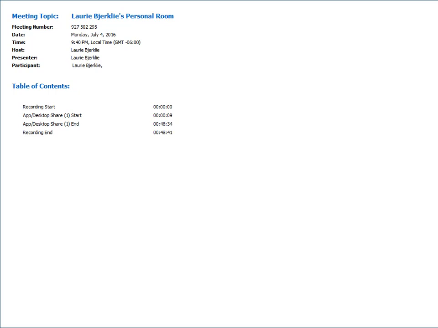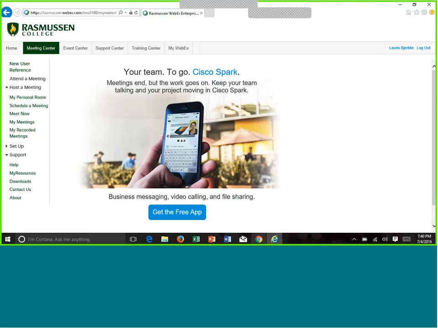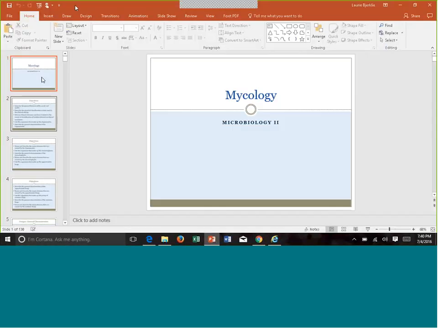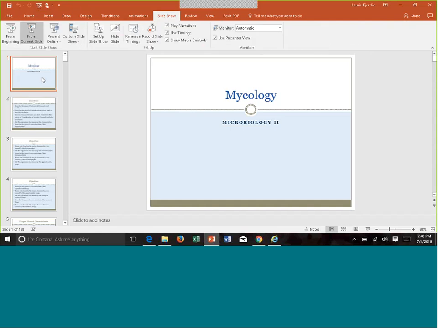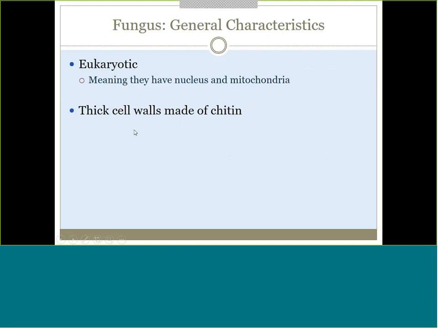This week we are going to be covering mycology, so I am going to just make sure I share my screen here so that we can go through the mycology PowerPoint. That should be in your lesson for week 1. So, all right. Get through the objectives. You can definitely read through those to know what to expect out of the chapter.